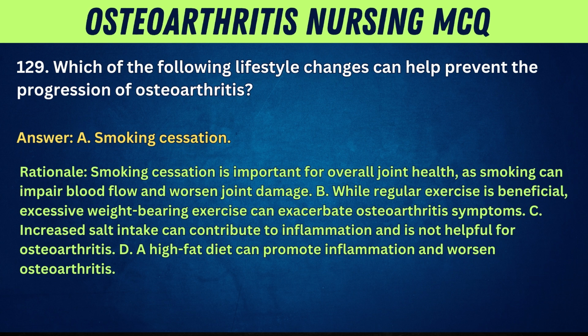Rationale: smoking cessation is important for overall joint health, as smoking can impair blood flow and worsen joint damage. B. While regular exercise is beneficial, excessive weight-bearing exercise can exacerbate osteoarthritis symptoms. C. Increased salt intake can contribute to inflammation and is not helpful for osteoarthritis. D. A high-fat diet can promote inflammation and worsen osteoarthritis.